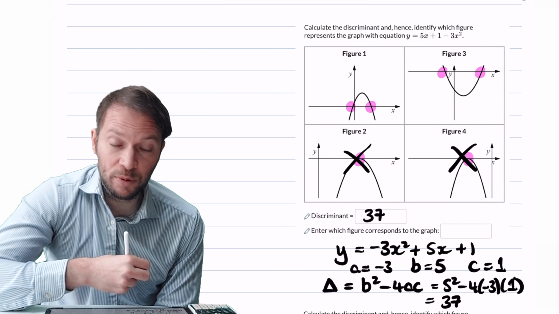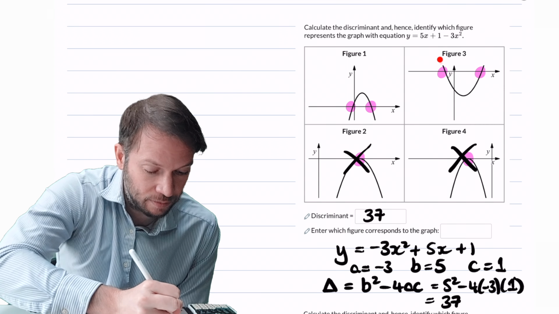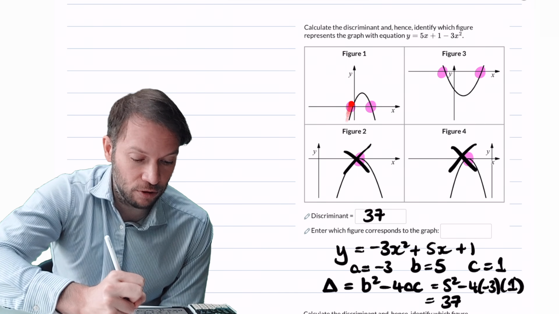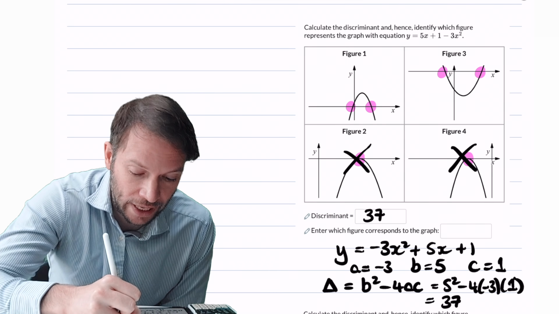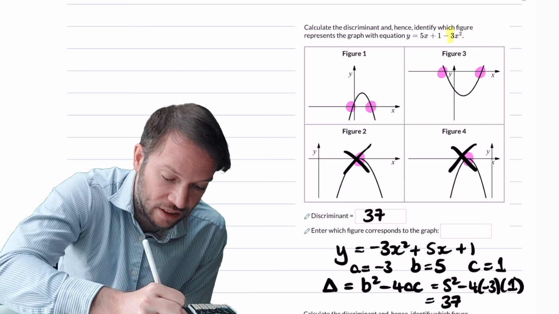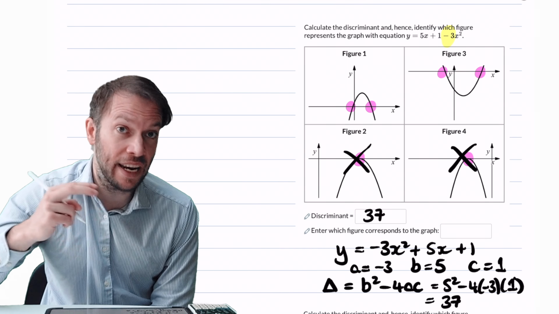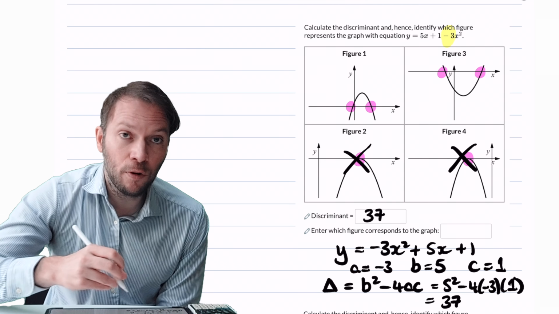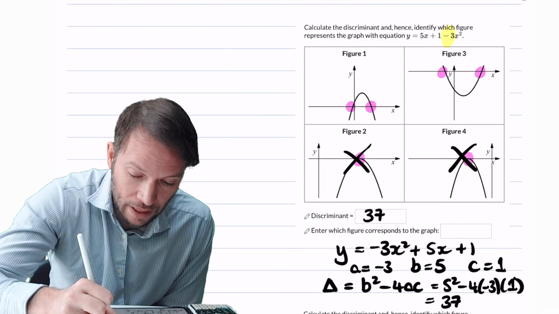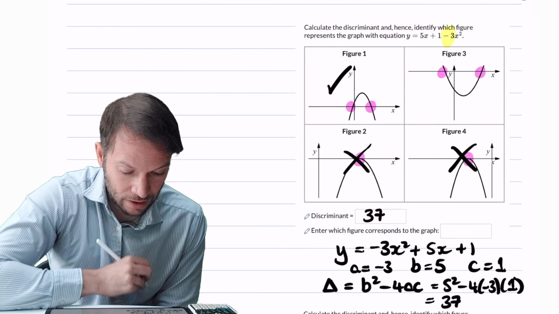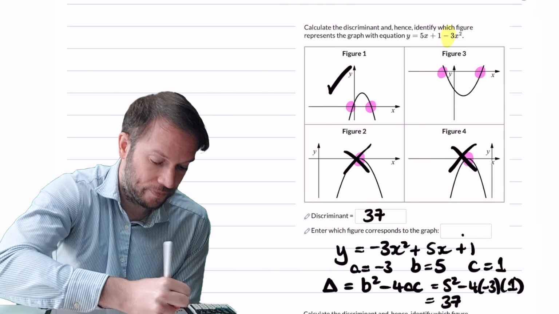And how do we distinguish between them? Well, can you see this shape here is a smiley face shape, whereas this one is a kind of frowny face shape or hill shape. And the way we can tell is by looking at the coefficient of the x squared term. Now, because this is minus 3x squared and minus 3 is a negative number, therefore it's going to be the frowny face shape, and therefore this must be the answer. The answer is figure 1.